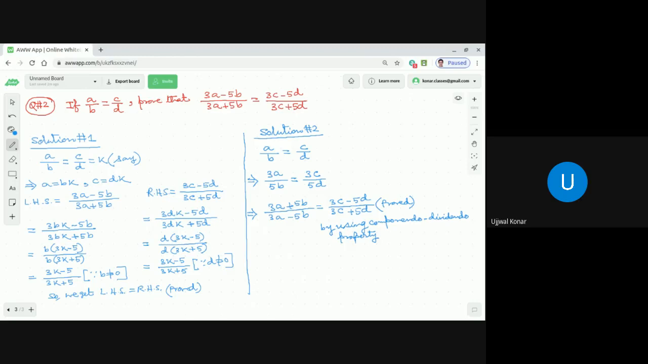So if you see solution one, there is not much to think about how to proceed, apart from assuming A is equal to BK and C is equal to DK, and that also comes from the previous step: as A by B is equal to C by D, let's assume that is equal to K. But if you use the solution 2 approach, it takes only 2 steps. But here you need to apply what property to use. Correct, no?